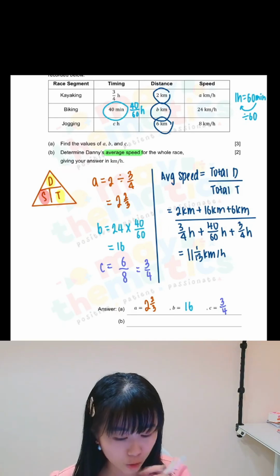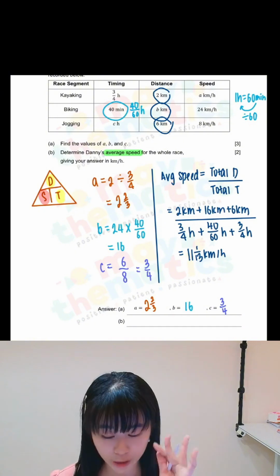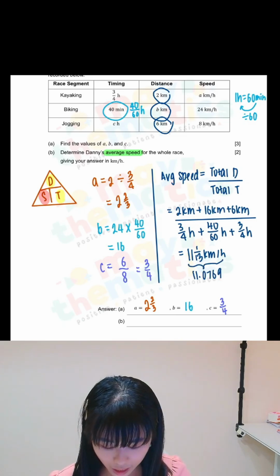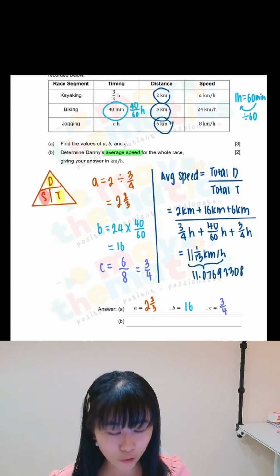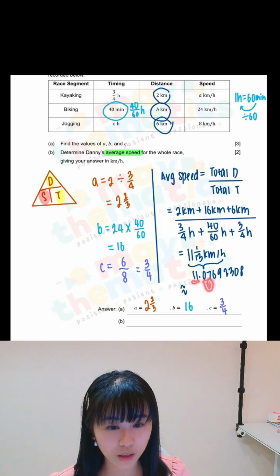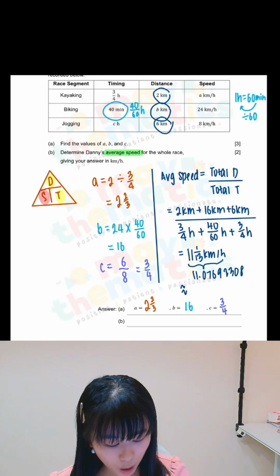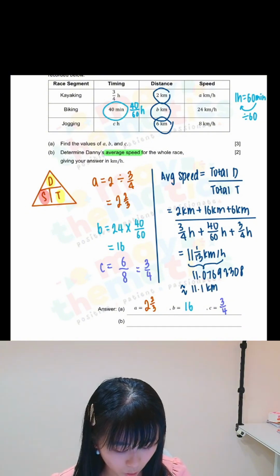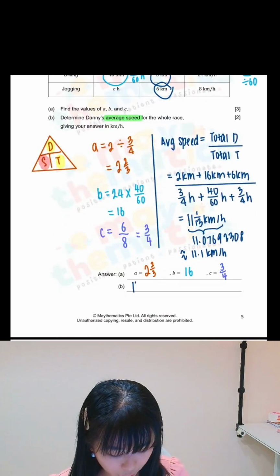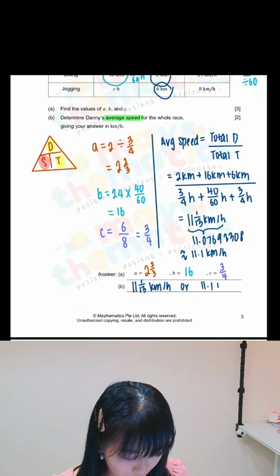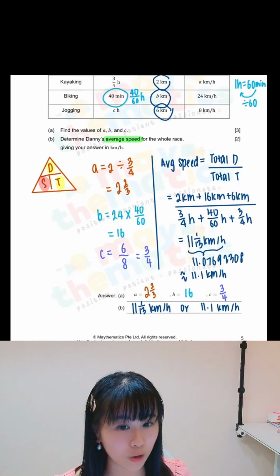But let's say you didn't give exact, then minimally you should be giving to 3SF. At the moment, this will give you 11.07692308. So if you really want to give to 3SF, you count 1, 2, 3. So you must look at the 7. Look at the 7 means round up. Round up means you must plus 1 to the 0 here. So if you round to 3SF, it is 11.1 kilometer per hour. Alright, so your answer is 11 whole 1 over 13 kilometer per hour, or it can be 11.1 kilometer per hour, depending on whether you give exact or give to 3SF.